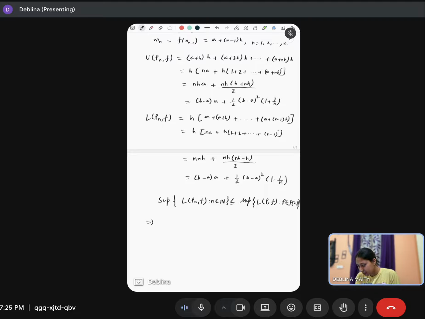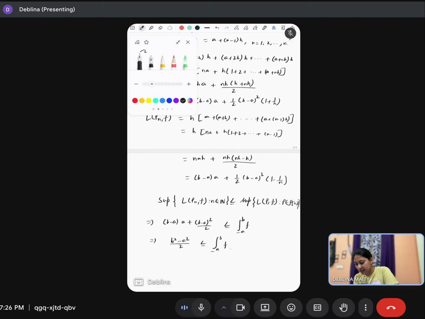we see that this supremum will be (b minus a) plus a square by 2, and what is the right hand side? The right hand side is this number, right? So it is actually, right, so we got this relation.